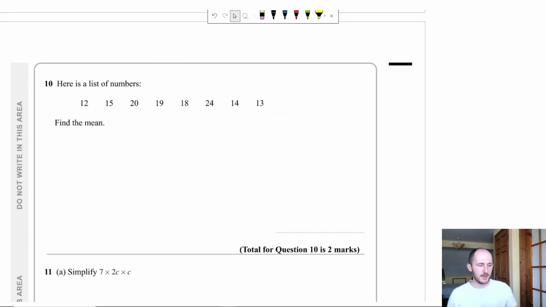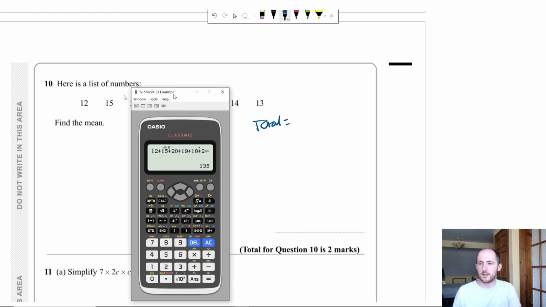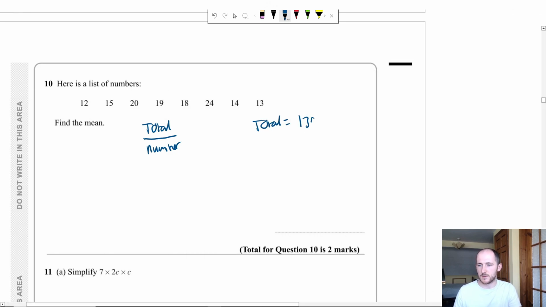Here we have a list of numbers, and they want us to find the mean. So if you remember, the mean is the total, or the sum, over the number of numbers. So we're going to work out the total first. So what we're going to do, got a calculator here, 12 plus 15 plus 20 plus 19 plus 18 plus 24 plus 14 plus 13. That gives us 135. And how many numbers do we have? We have 1, 2, 3, 4, 5, 6, 7, 8.